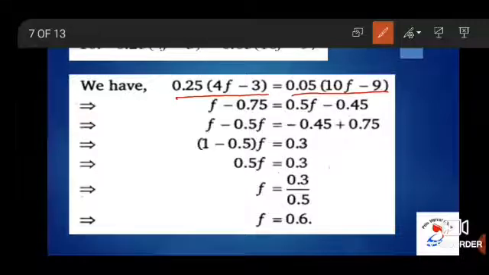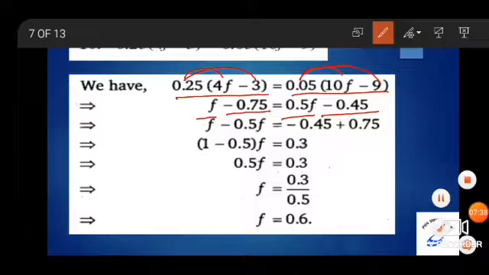The same way, 0.25 into 4f, that is nothing but f. Similarly, 0.25 into minus 3, that is nothing but minus 0.75. That will give you the result as 0.05 into 10f, that is 0.5f. 0.05 into minus 9, that is minus 0.45.